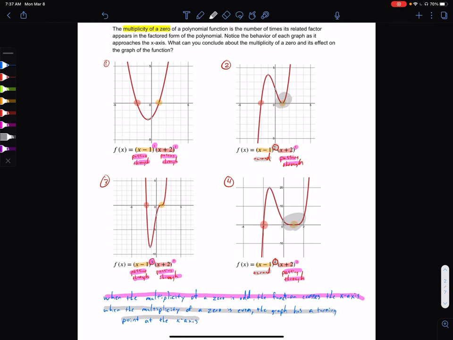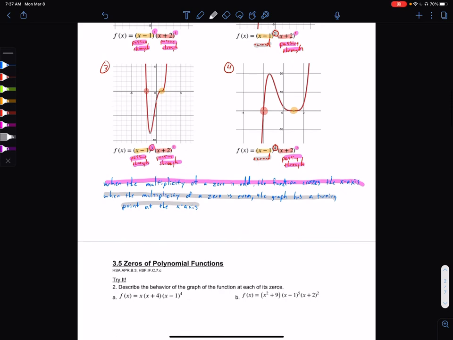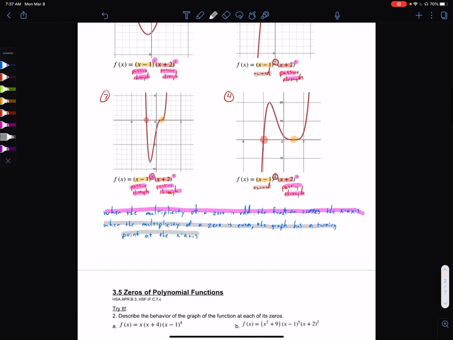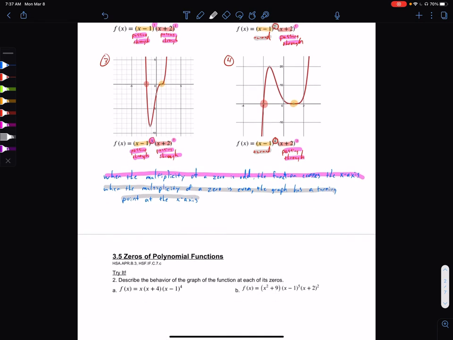So like I said, pretty simple to understand once it's drawn out and pointed out to you. But really the multiplicity of the zero affects what the graph looks like when it approaches the zeros, whether it crosses through or whether it's going to have a turning point at the x-axis. Give try number 2 a shot and see what you can determine the graph will look like at each of those zeros.